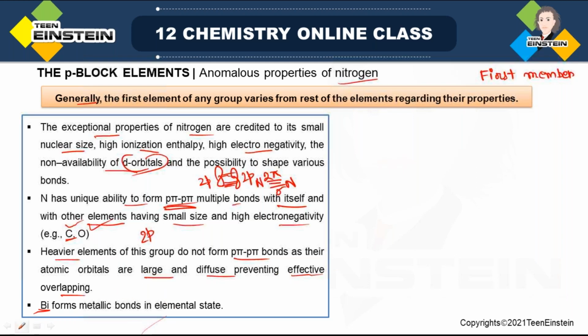The last element of this group, bismuth, is metallic in nature because we know down the group metallic nature increases. So when you have reached the last element bismuth, obviously the metallic character is maximum, and that means it will form metallic bond. Metallic bond formation is possible only in case of metals, not in case of non-metals or metalloids. So bismuth, as it is a metal, can form metallic bond. In this way, nitrogen will behave differently compared to the other members.